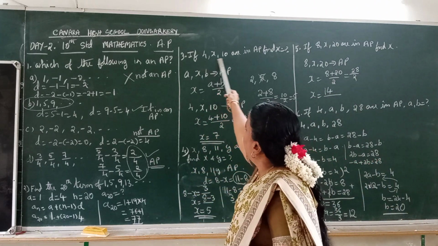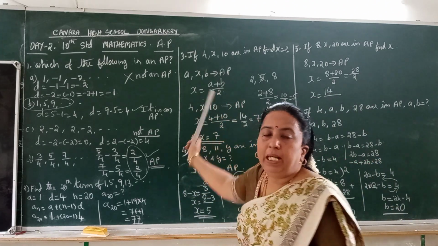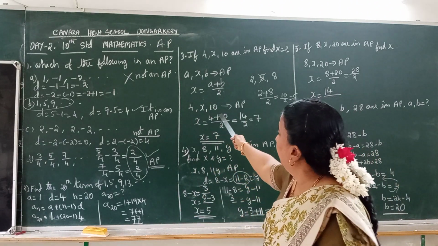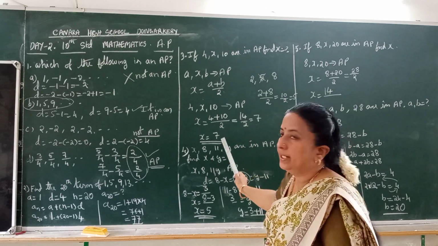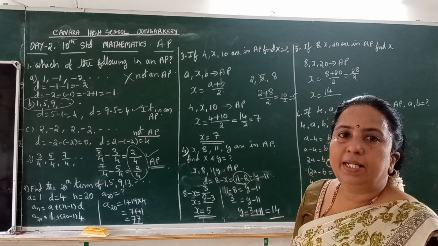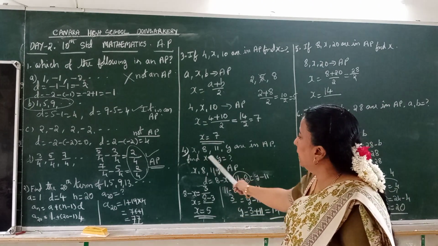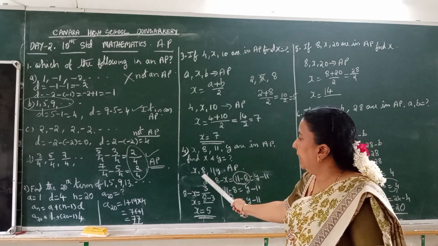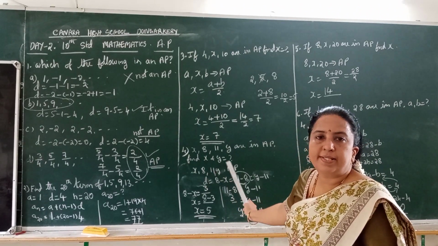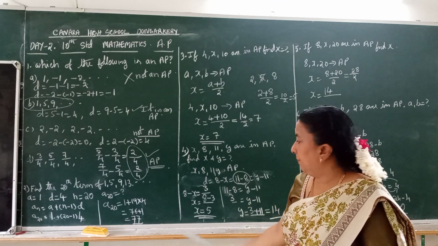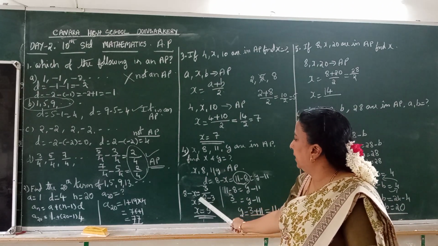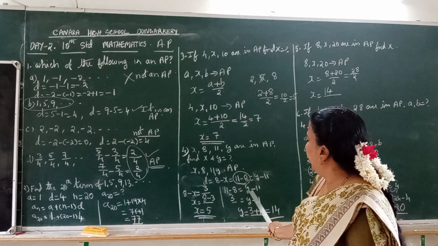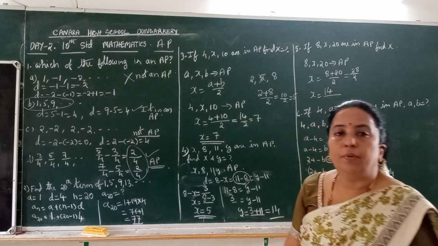Then 3 terms are given. We have to find the middle term. Sum of the first term and last term divided by 2. 4 plus 10 divided by 2 is 7. Therefore middle term is 7. When 4 terms are given, difference between successive terms: second term minus first term, third term minus second term, fourth term minus third term, like that we have to do. Then we will get 8 minus x is equal to 3, x is equal to 5. Same 3 is equal to y minus 11, therefore y is equal to 14.